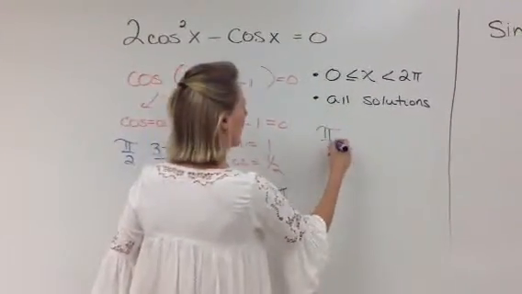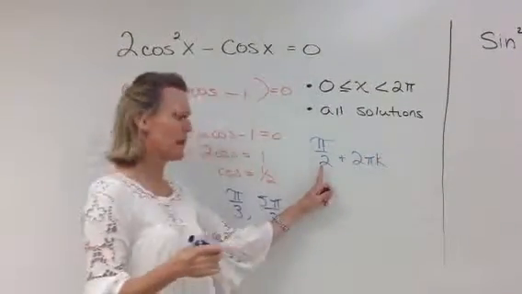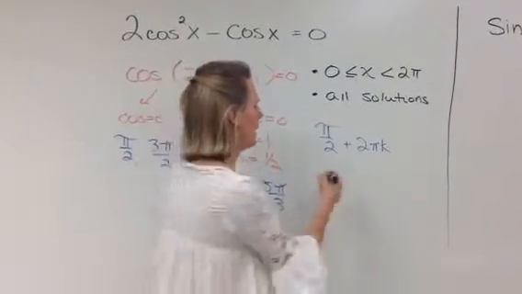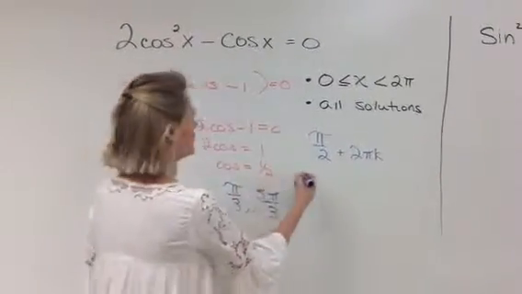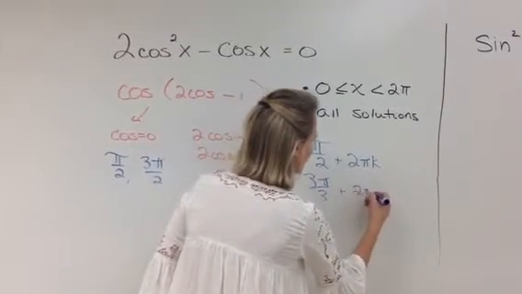So I'm going to do pi over 2 plus 2 pi k, right? Because pi over 2 is my first value, but if I add an entire rotation of 2 pi, I get to, I can add 2 pi k. And I have to do that for all of them. So 3 pi over 2 plus 2 pi k.